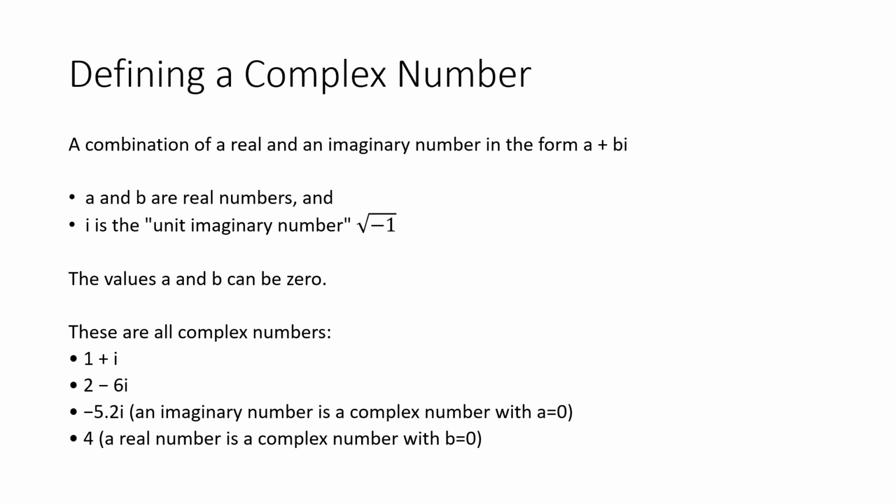2 minus 6i is a complex number. Negative 5.2i is a complex number if you write it in the form of 0 for the real number, and then minus 5.2i for the imaginary number. And conversely, 4 really could be written as 4 plus 0i.